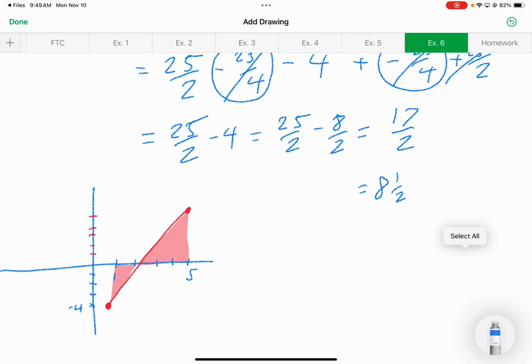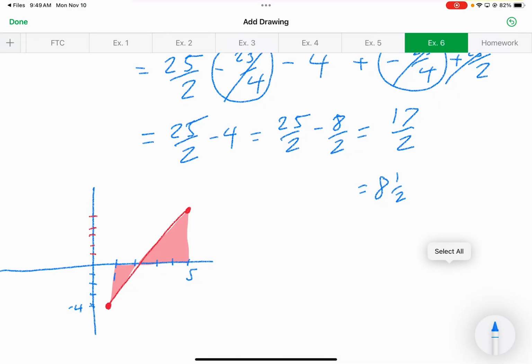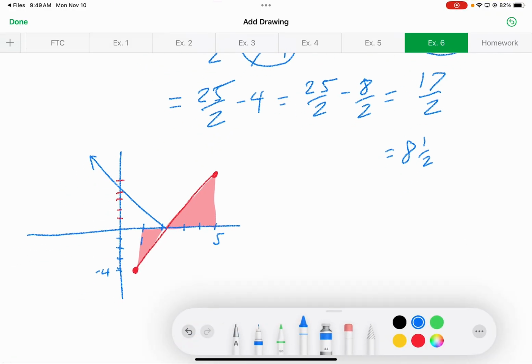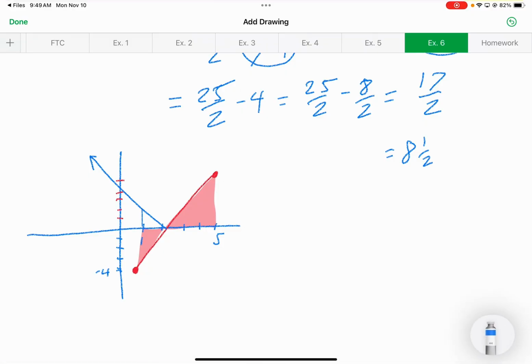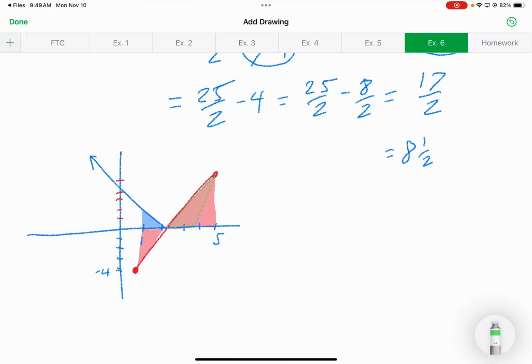However, if I'm doing absolute value, then my graph is going to split up like this. And instead, this area above my x-axis would be positive. Okay, so my total area would be the combination of this piece and that piece. All right? Feeling okay?